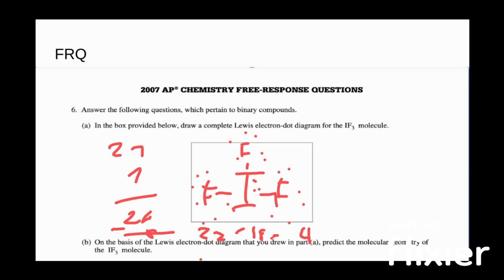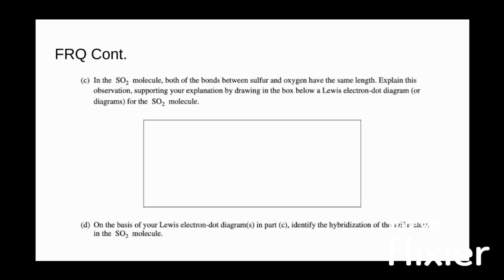And so the second question asks to predict the molecular geometry. As we can see by our Lewis structure diagram, there are 5 electron dense regions, the 3 bonds and then the 2 lone pairs on the central atom. And so having 5 of them and 2 of them being lone pairs, this means that this is T-shaped, and this is by our VSEPR rules, and this is something else that you have to memorize.